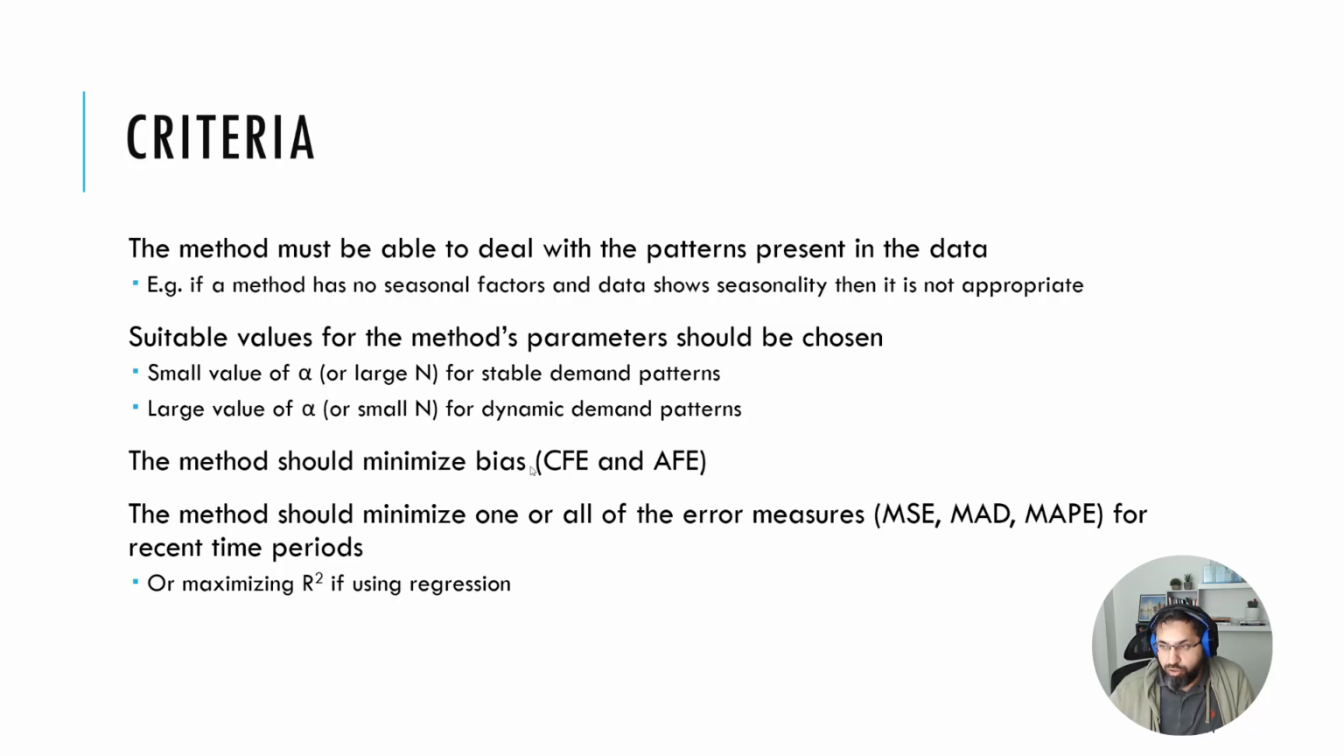The method should also minimize bias, which we showed you how to get with CFE. And then the method should minimize some error measure, MAD, MSE, MAPE, for the recent time periods. In regression, you can also look at R square. If your model has a high R square, it's explaining a lot of the variability in the data.